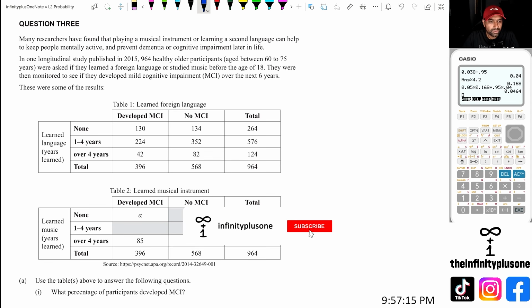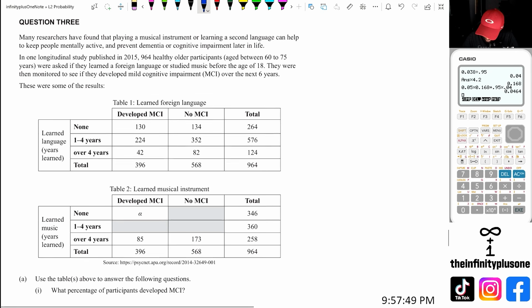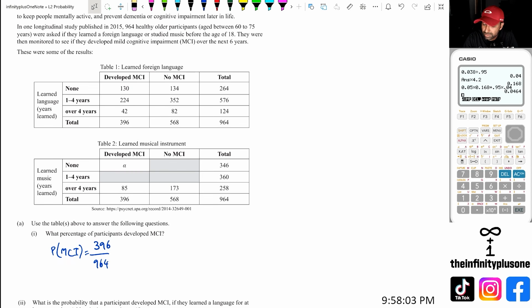Right. So question 3A1, hopefully you've had a read through this, but what percentage of participants developed MCI? I'm looking at foreign languages, I'm assuming. Oh, no, they're both the same. So it's 396 and... Okay, maybe I should have read the question properly. But that's fine. It's just what percentage develop MCI. So that's going to be 396 out of 964. So probability of MCI, 396 over 964, is 0.4107 or 41.07%. Grades wise, achieved for this question.